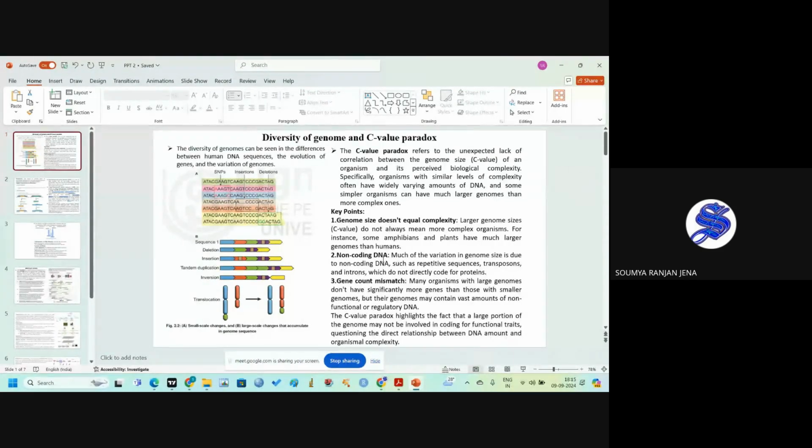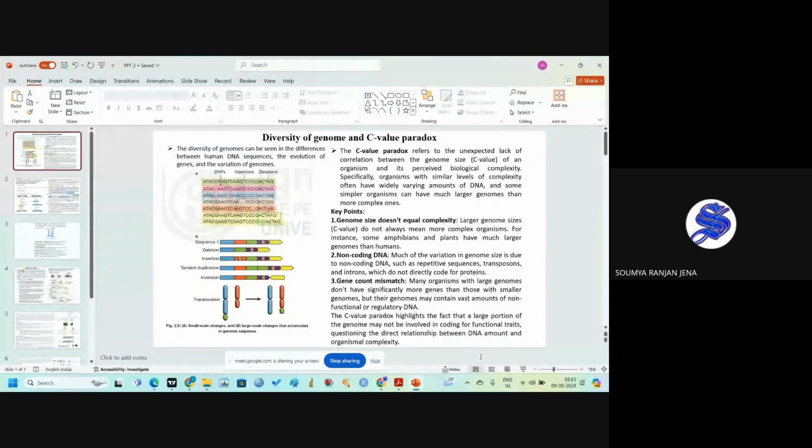If you go to the gene count mismatch, what is gene count mismatch? Many organisms with large genomes do not have significantly more genes than those with smaller genomes, but their genomes may contain a vast amount of non-functional or regulatory DNA. This gives rise to the C value paradox, or complexity of the DNA.